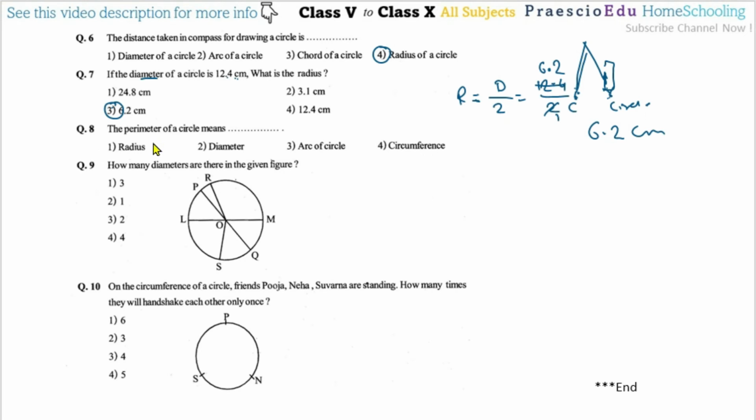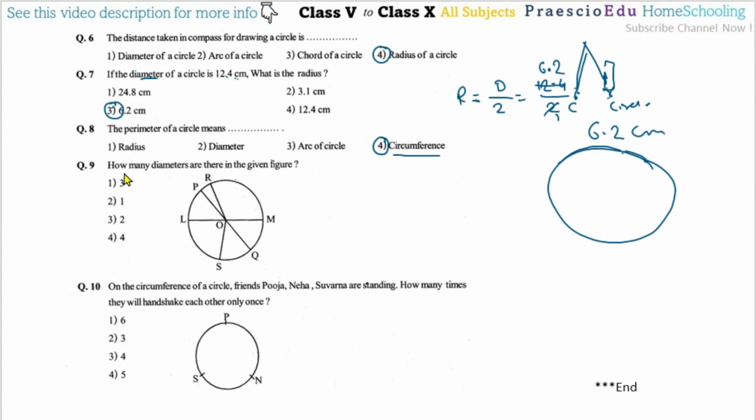Now question number 8, the perimeter of a circle means the circumference. Perimeter of the circle means this travelling from one point, this circular distance, or we can say the circumference. This is the length. If we open it into a straight line, that complete length will be equal to the perimeter. So the perimeter for shapes, for circles, is called the circumference. So option number 4 is the correct one.